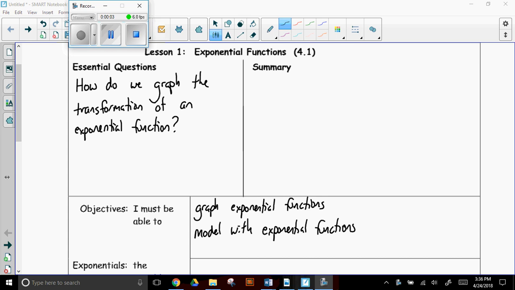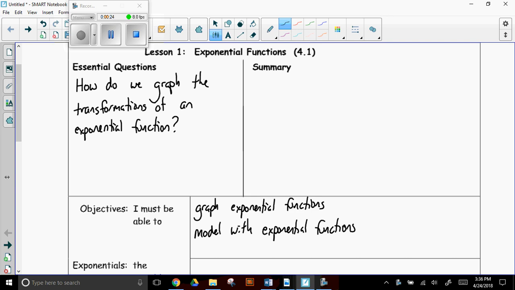As we proceed into a different unit, now we're looking at two new types of functions, exponential and then eventually logarithmic functions. And because we are starting to shift into these new functions, we need to look at what their graphs look like. And so our essential question for today is how do we graph the transformation, and specifically transformations, because there's more than one, of an exponential function.